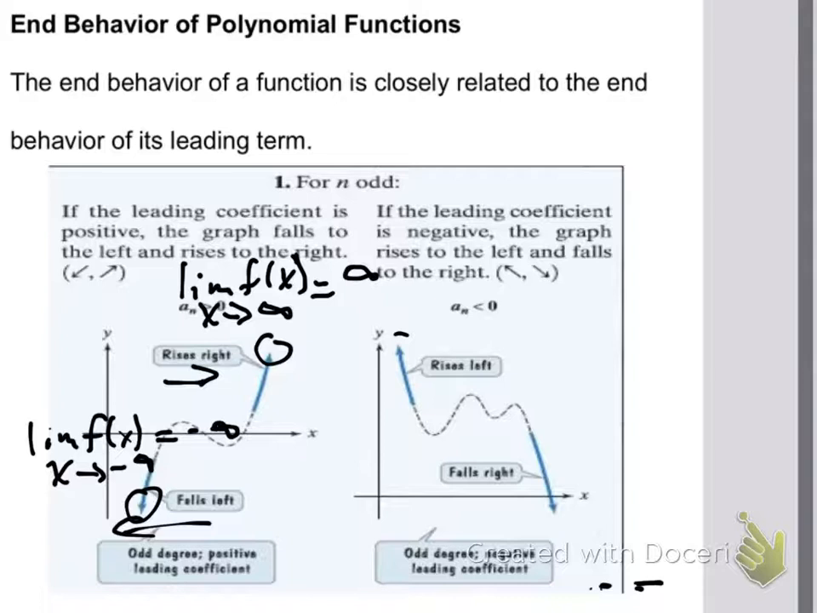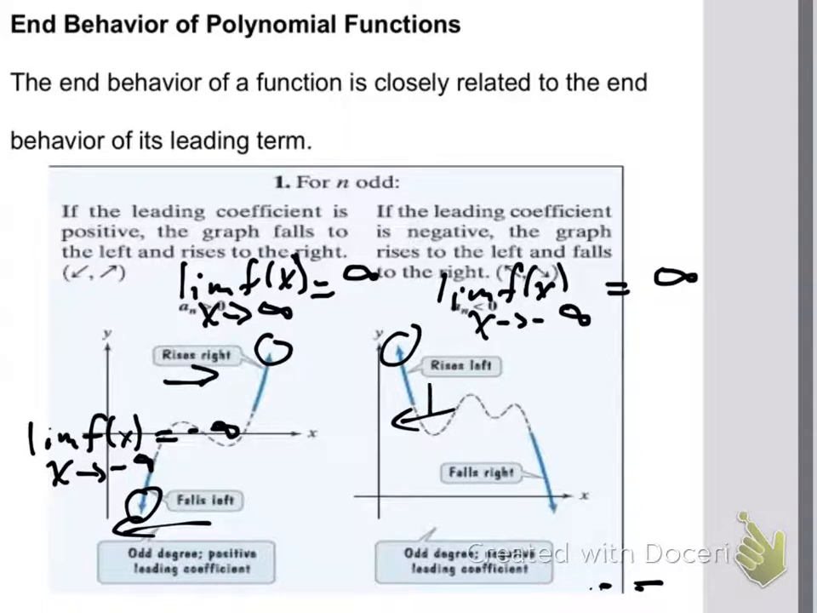Alright, here the limit of f of x as x goes to negative infinity equals positive infinity. So I'm going towards negative infinity, but my graph is going up. And as x goes to positive infinity, so the limit of f of x as x goes to positive infinity equals negative infinity. Okay, so again, odd degrees, opposite end behaviors.